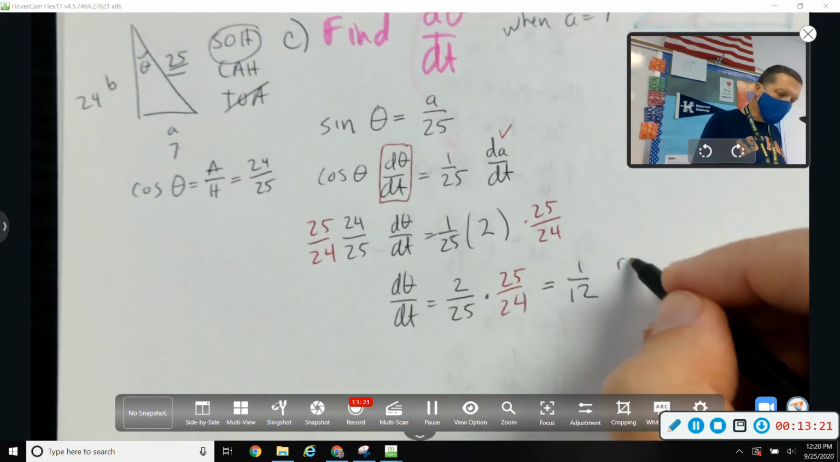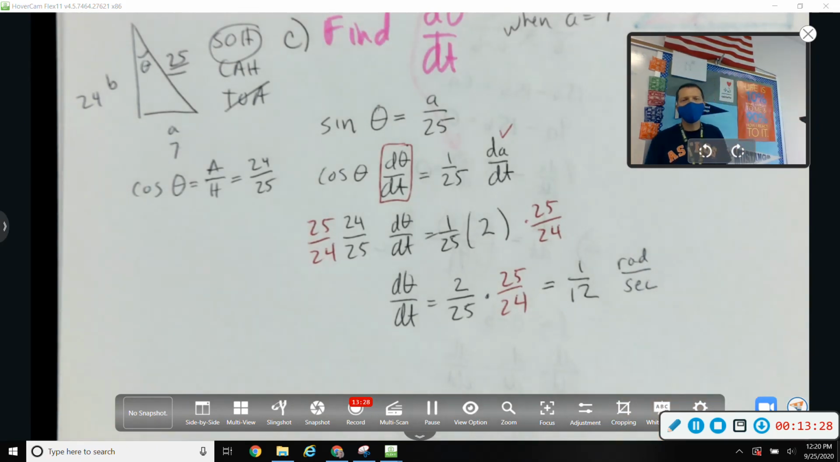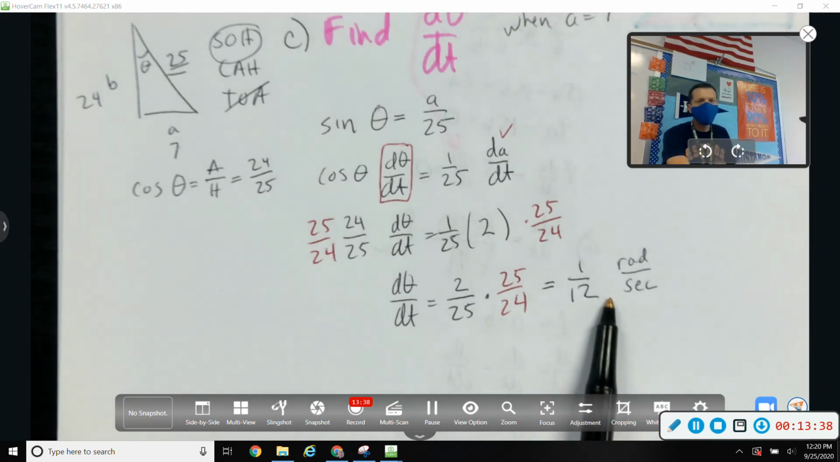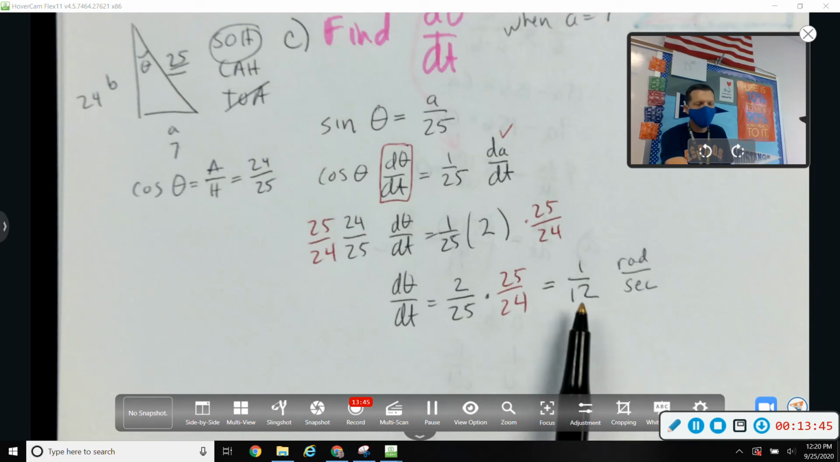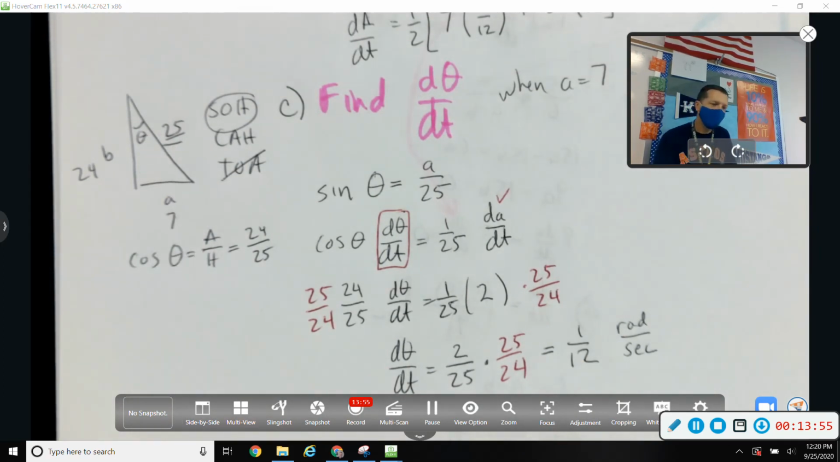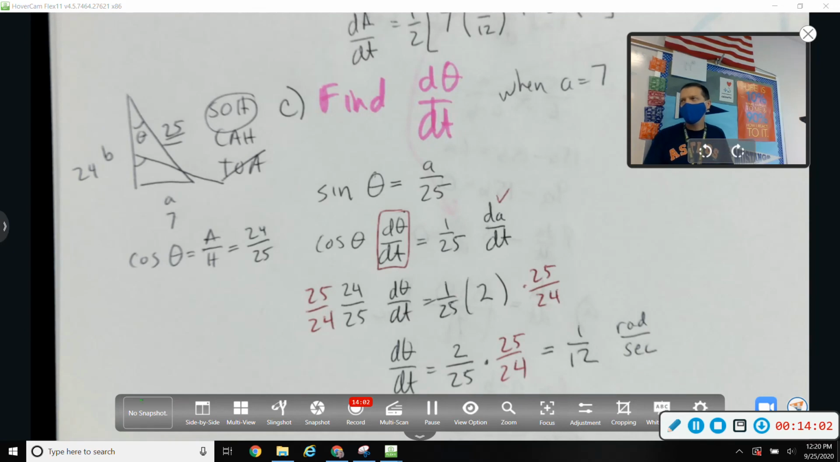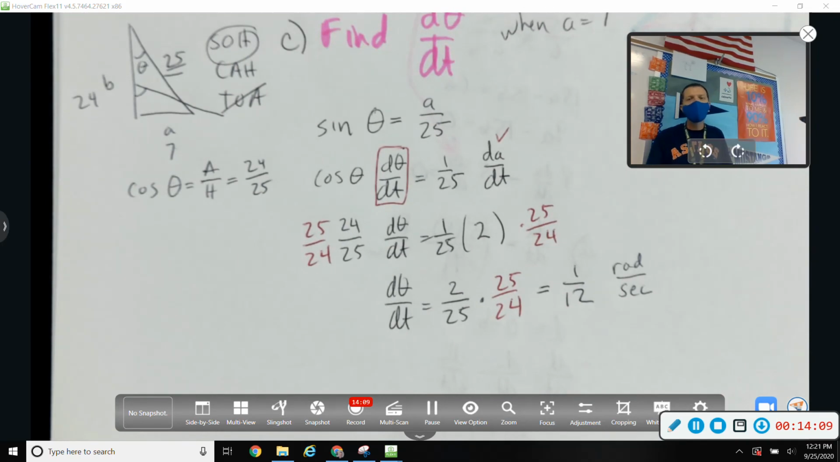Units of angles are always radians. Time in this problem is seconds. 1/12 radian per second. There's really no way to have a feel for if that's a good answer or not, except for the plus and minus thing. So according to our answer, is the angle getting smaller or larger? It's getting bigger because it's positive. The change is positive, so it's getting bigger. Does that make sense for this ladder sliding down the wall? Yeah, when it gets down here, that's a bigger angle. So it at least makes sense, the positive negative thing. I mean, really tricky to figure out if 1/12 makes any sense or not. I don't know. But it at least makes sense that it's positive.